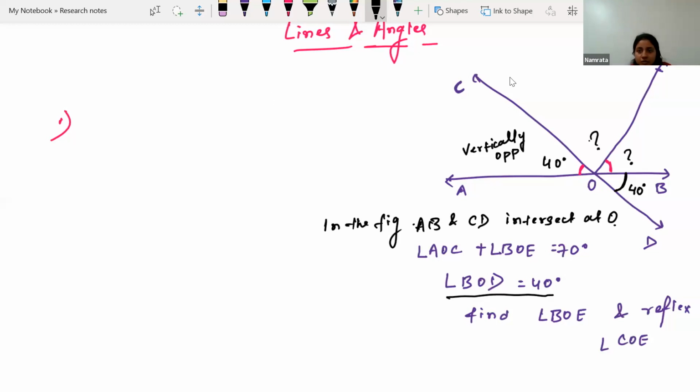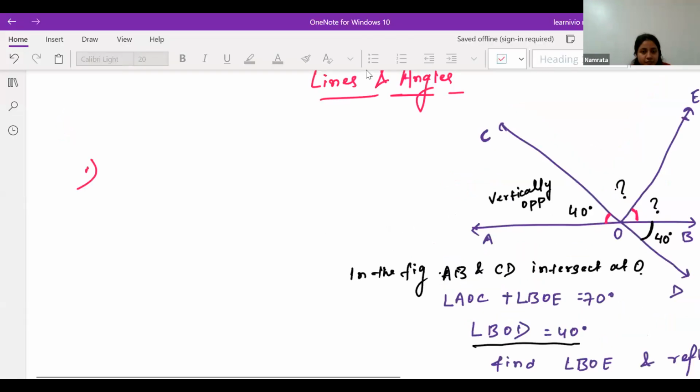Okay, is it clear to you also? Who is there? Abdul, is it clear to you also that it will be a vertically opposite angle? 40 degrees is given over there and we are having 40 degrees over here. Is it okay? Yes, ma'am.